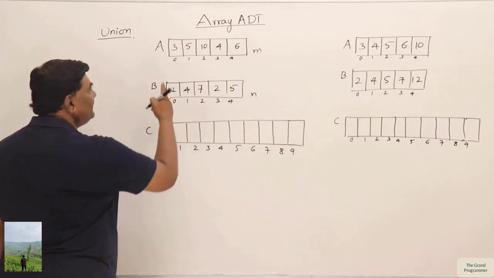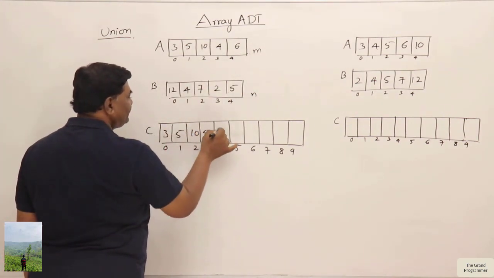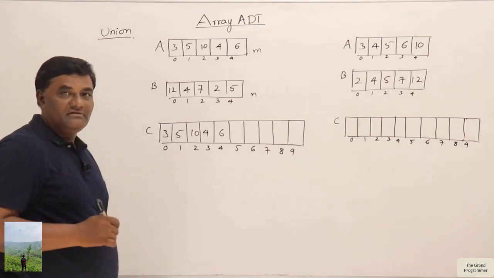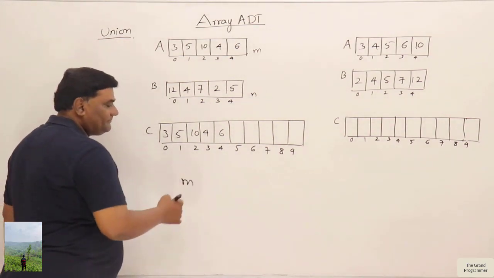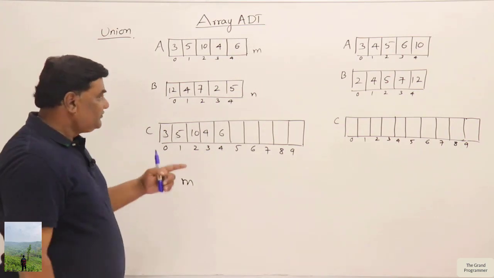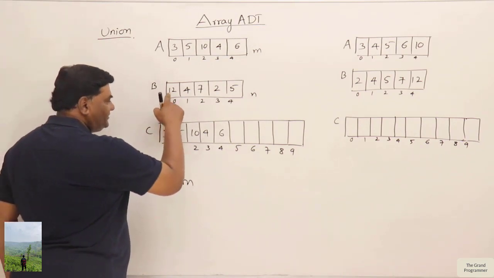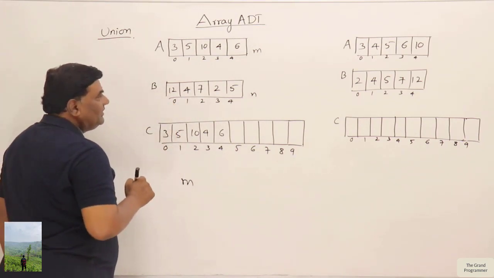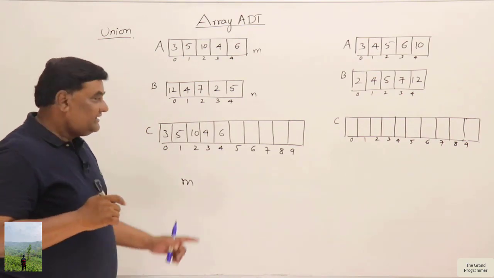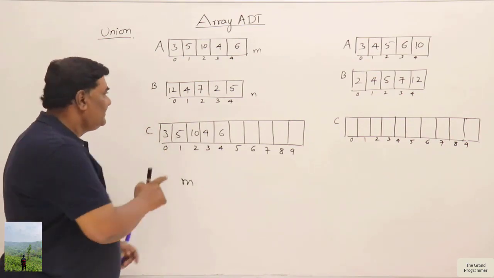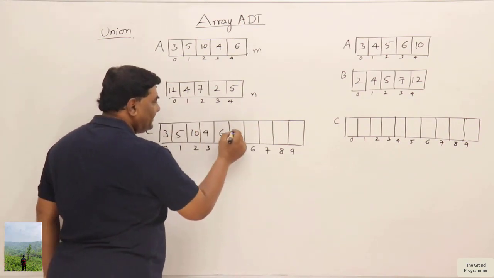Now what is the procedure? Copy all the elements of the first array: 3, 5, 10, 4, 6. So the first set is copied. How much time has it taken? M. Then I should copy the second set. 12. Shall I copy it or not? See, I cannot blindly copy the second set. If it is already present here, I should not copy it. 12. Search for it. Is it there? No, not there. Then copy it.